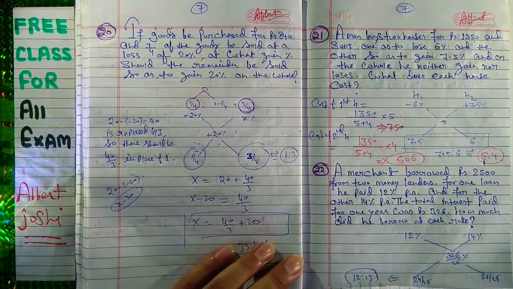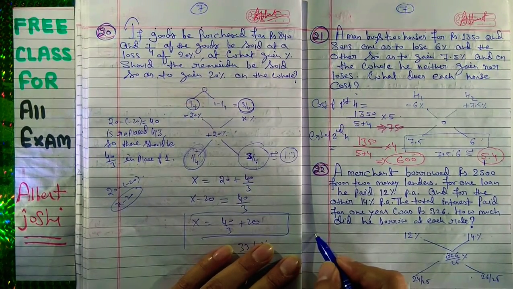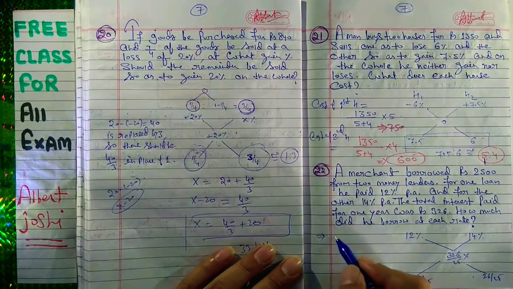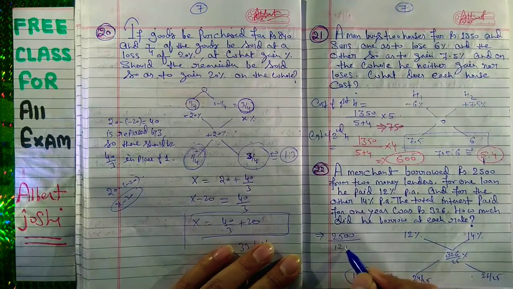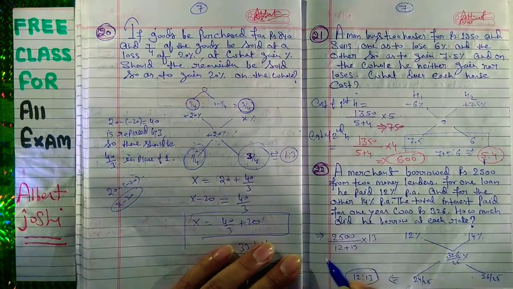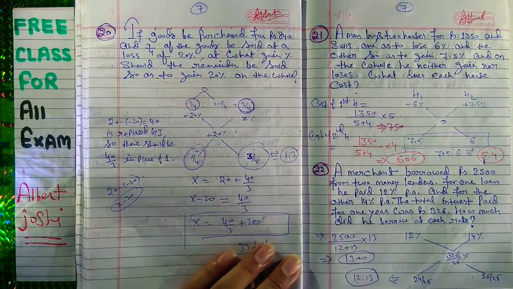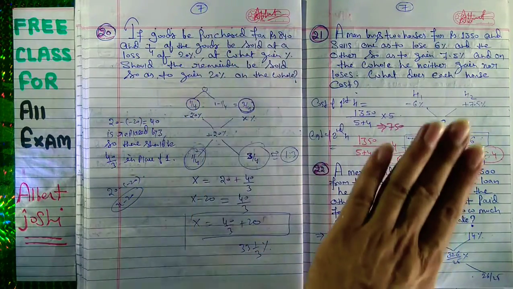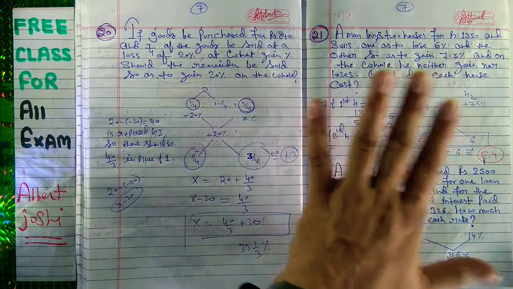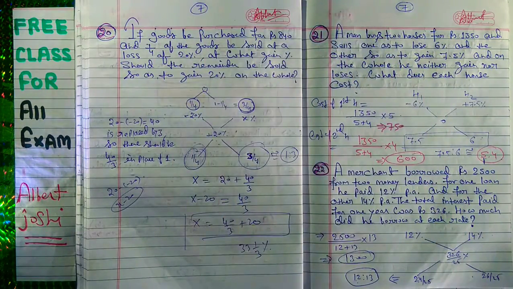Similarly, you can find the amount lent at 14%. That will be 2500 upon 12 plus 13, into 13. If you calculate, you will get 1300. So this is your part. This is a very simple question. Before coming to this lecture, you must go through ratio and proportion, because all our lectures are linked together. I think that you understand. Thank you so much.